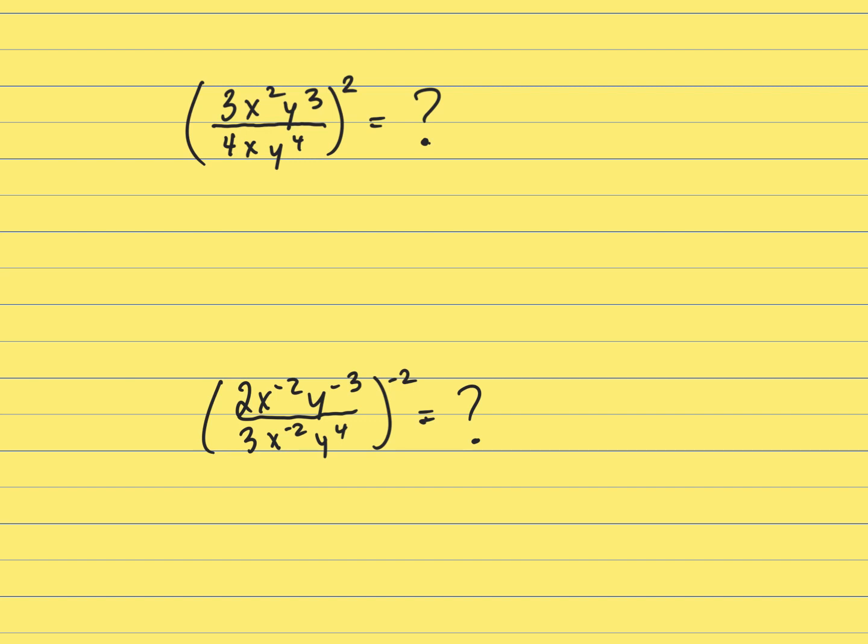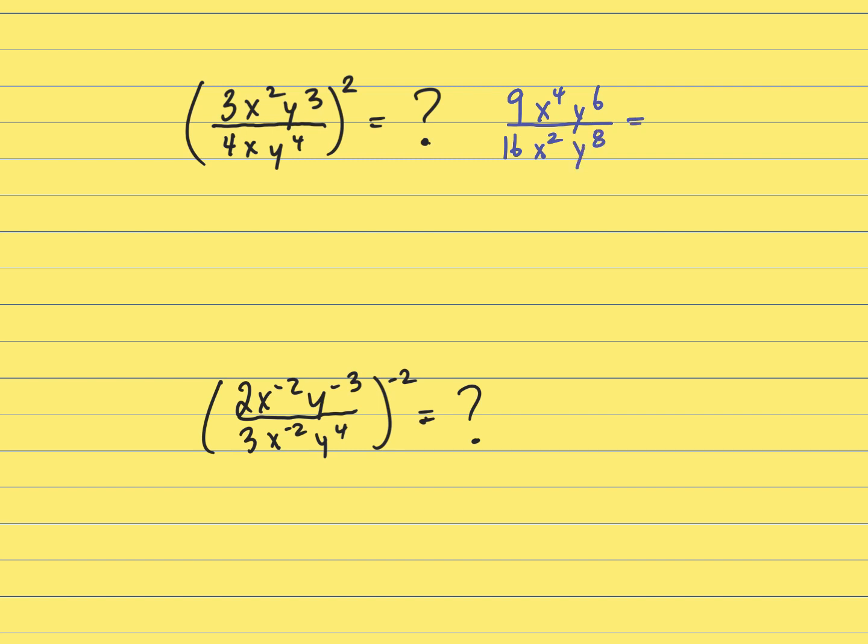What if you had something ugly like this? 3x squared y cubed, all squared, over 4xy to the 4th, all squared. Okay, well, start with 3 squared. Numbers do what they're supposed to. 3 squared is 3 times 3. That's 9. A power to a power, we multiply. So x squared squared is x to the 4th. Y cubed squared is y to the 6th. 4 squared is 16. Make sure 4 times 4. Then we've got x squared and y to the 8th.